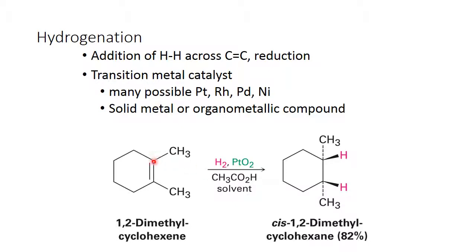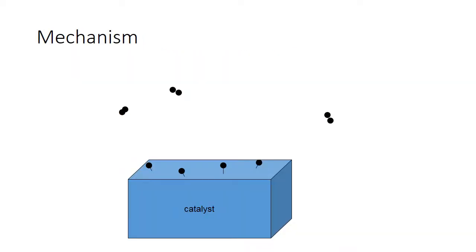hydrogenation. Notice when we add hydrogen across this double bond that it is syn addition. They're on the same side. 1,2-dimethylcyclohexene therefore becomes cis 1,2-dimethylcyclohexane. The mechanism is really rather interesting.